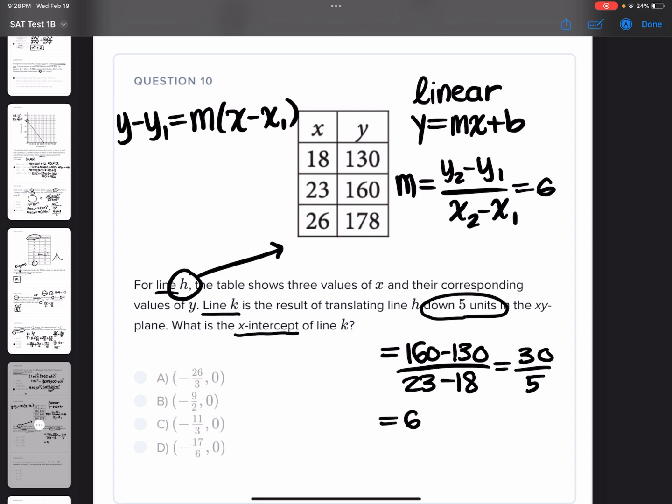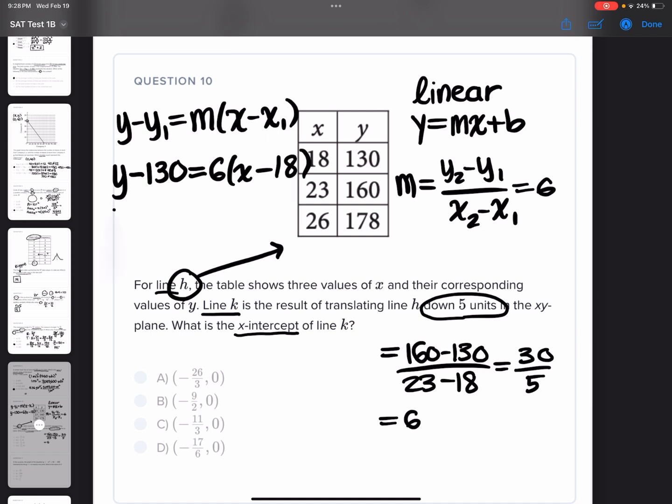So now we know our m, okay? And then we can choose either 18, 130 or 23, 160 to plug in, or even 26, 178. But for convenience purposes, I'm going to choose the smallest values, and of course, that would be 18, 130. So we just plug into our y1 and x1 parts, respectively. So y minus 130 equals 6 times, since 6 is our slope, x minus 18, right?